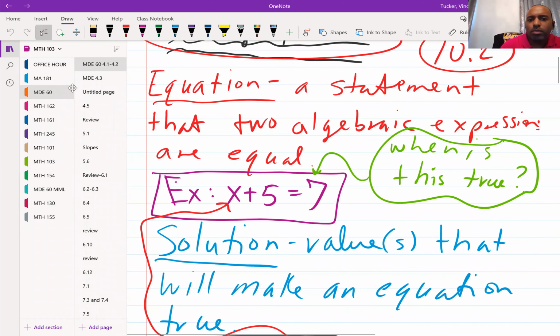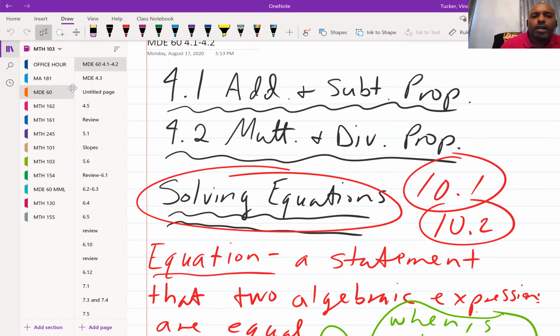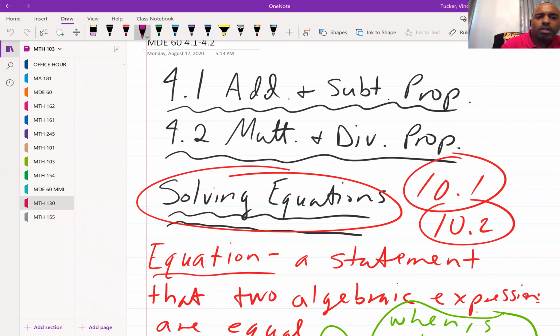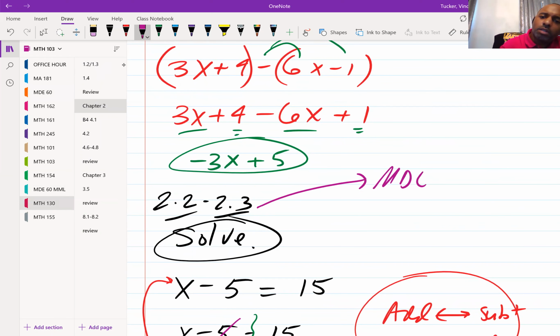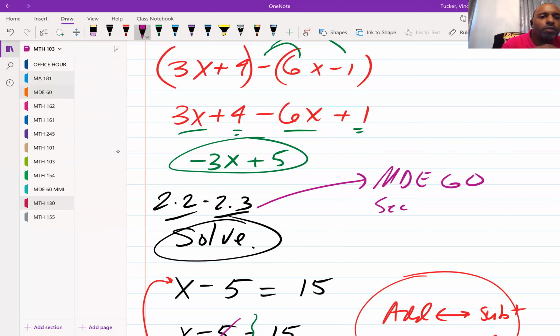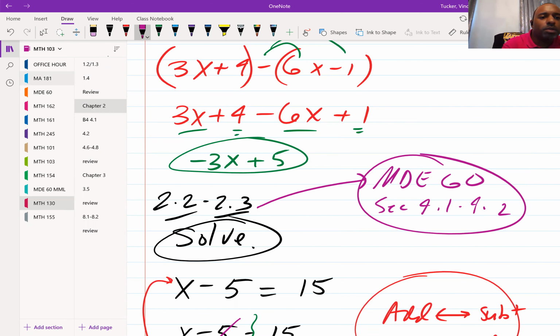All right, so for you guys, like I said, I don't know why I didn't start your notes for that section with solving equations from the beginning. Matter of fact, this is what I do. I write myself a note. Let's go to 130. All right, guys, just want to make sure my stuff is straight.